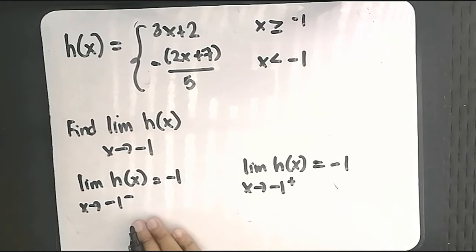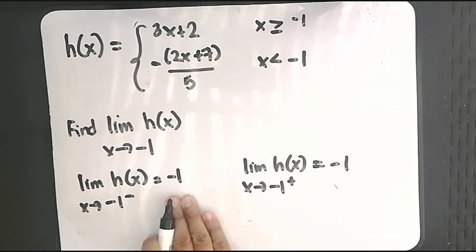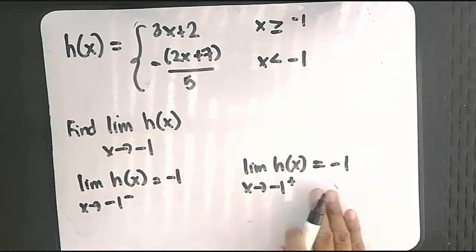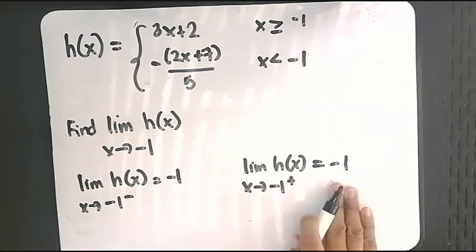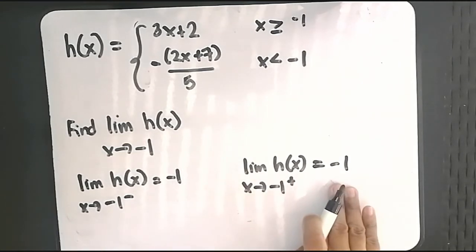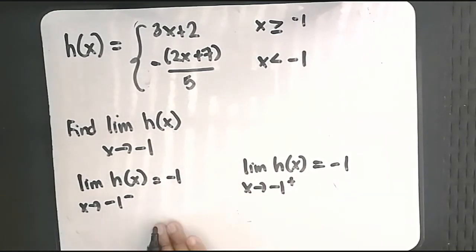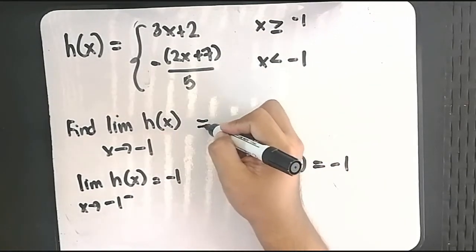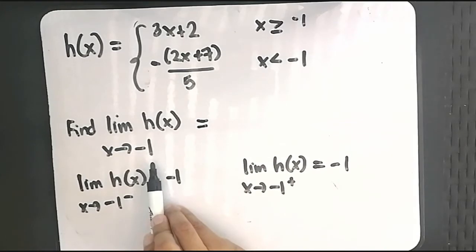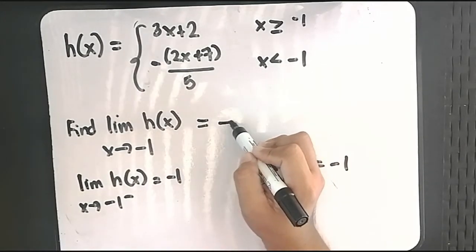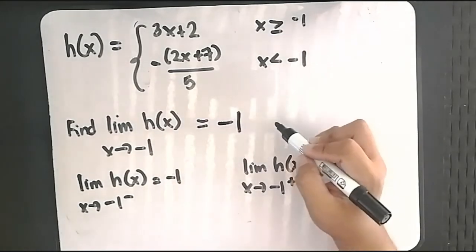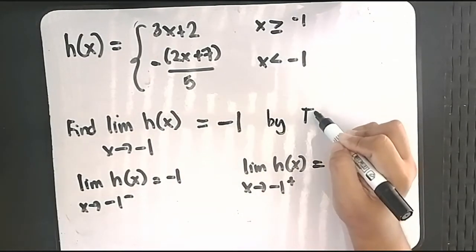Now we've shown that the limit of h of x as x approaches negative 1 from the left is negative 1, and the limit of h of x as x approaches negative 1 from the right is also negative 1. Therefore, by theorem 1, since both exist and both are equal to negative 1, then the limit of h of x as x approaches negative 1 is actually equal to negative 1. So this is by theorem 1.